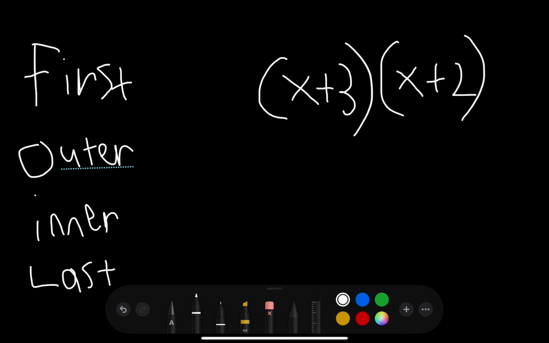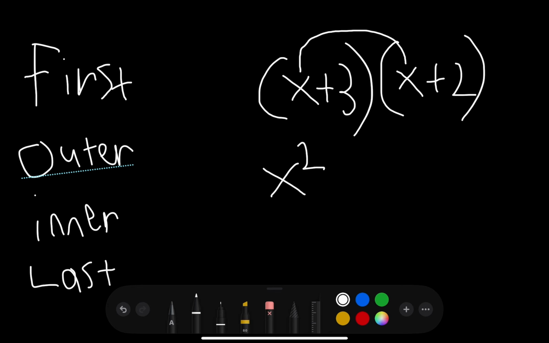So, starting with first, you take your first binomial, in which case this is x, and you multiply it by your first part of the second binomial, in which case it's x again. X times x will give us x squared.